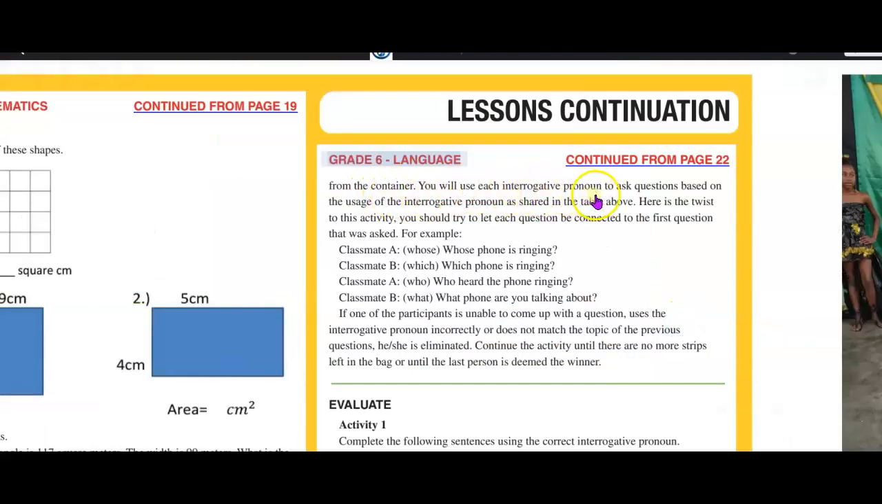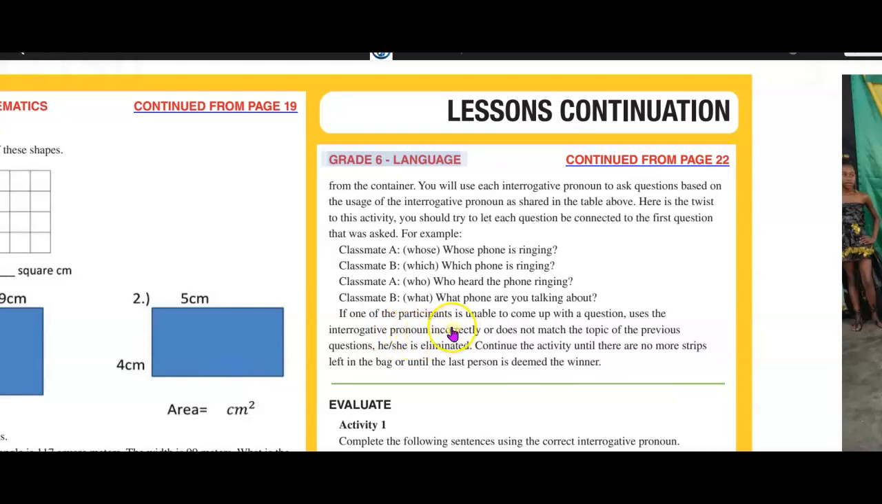You will use each interrogative pronoun to ask questions based on the usage of the interrogative pronoun as shared in the table above. Here is the twist to this activity. You should try to let each question be connected to the first question that was asked. For example, classmate A says, "Whose phone is ringing?" Classmate B says, "Which phone is ringing?" Classmate A says again, "Who heard the phone ringing?" Classmate B, "What phone are you talking about?"